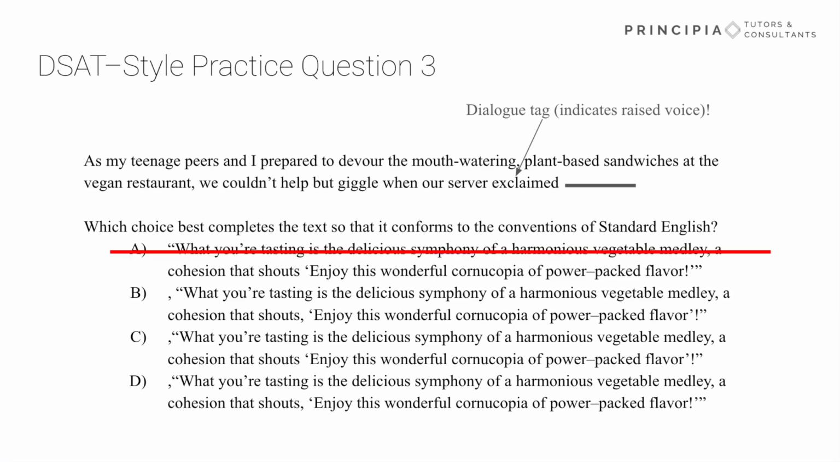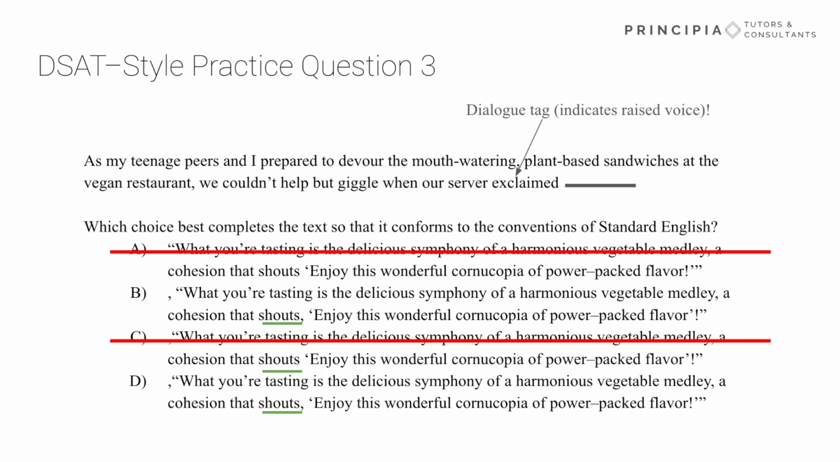Now our remaining choices all have a dialogue tag within the quote, the word shouts. Just like with all dialogue tags, we introduce the dialogue with a comma and begin the quote with a capital letter. However, since this is a quote within a quote, we need single quotation marks for the speaking plant-based sandwich. All right, how do we eliminate from now on? We can get rid of choice C because it's missing that comma.